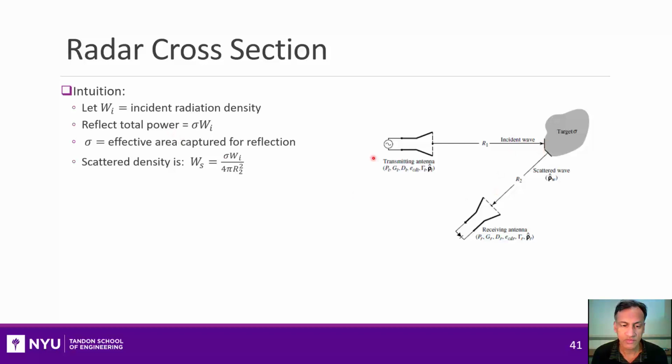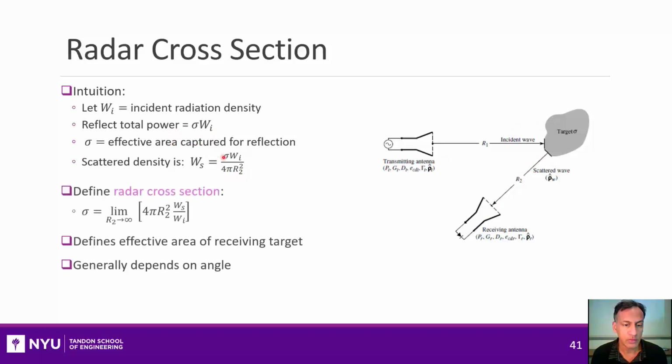So if that's the case, then at the receiver here, that scattered density will be that reflected power divided by 4 pi r2 squared, this distance here. So if this intuition is correct, by just solving here for sigma, we can define the radar cross-section as this ratio of the scattered to the incident densities multiplied by 4 pi this distance r2 squared. And that defines this effective radiation target for any receiving target.